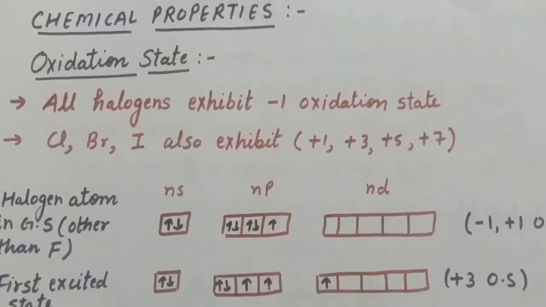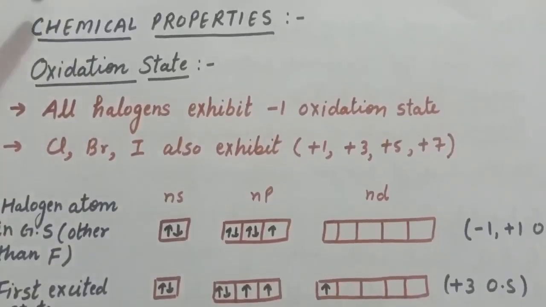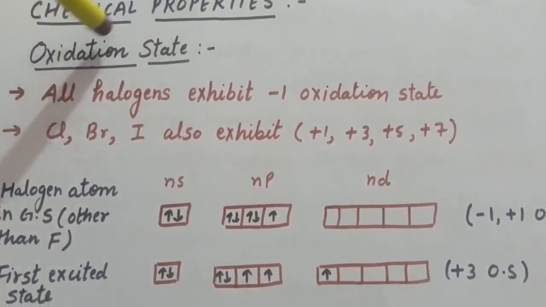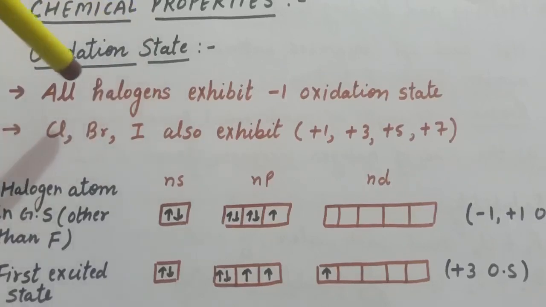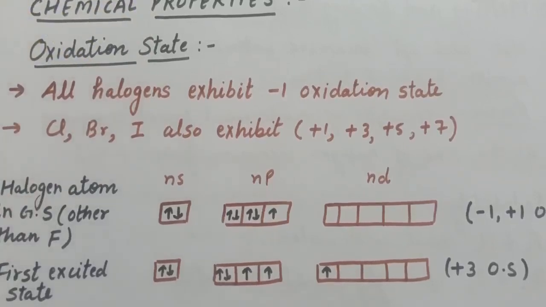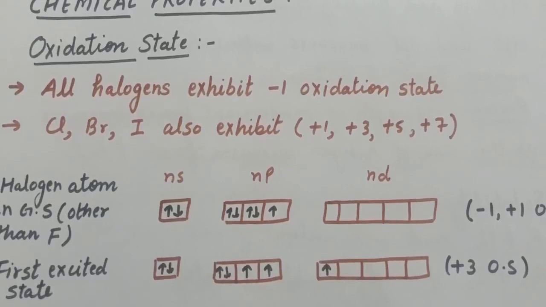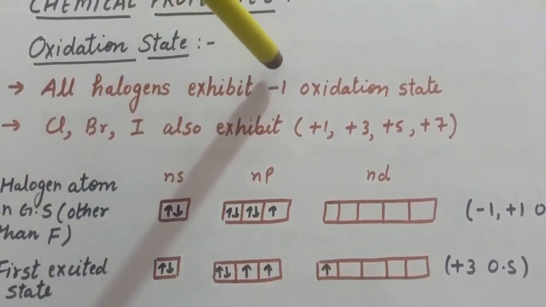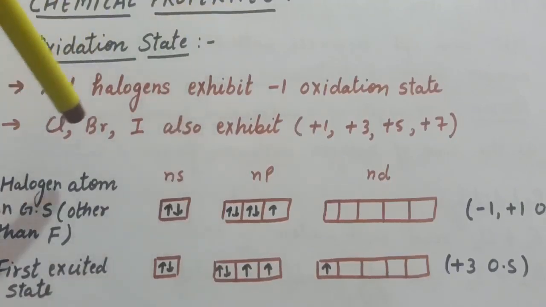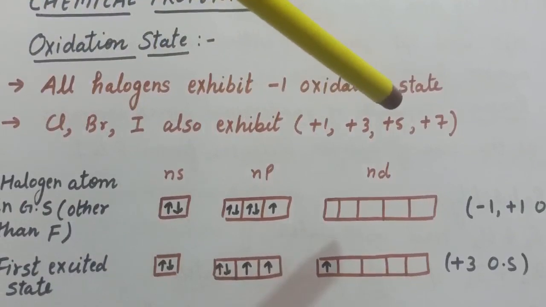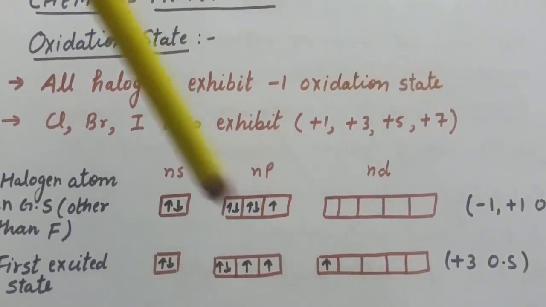Now the next topic is chemical properties of group 17 elements, and first is oxidation state. All halogens exhibit the -1 oxidation state because the outer electronic configuration is ns2 np5, so they readily accept one electron and show the -1 oxidation state. Also, chlorine, bromine and iodine exhibit +1, +3, +5 and +7 oxidation states.